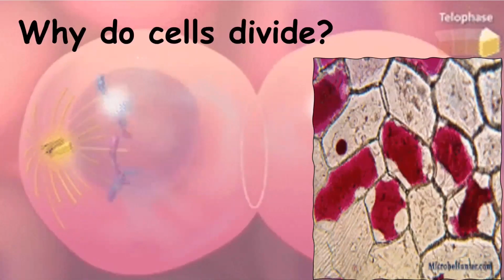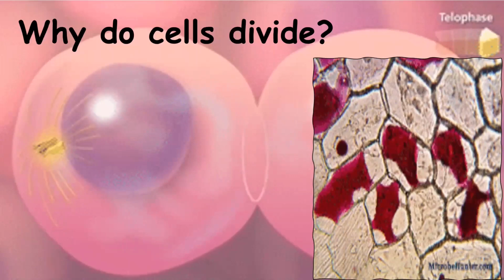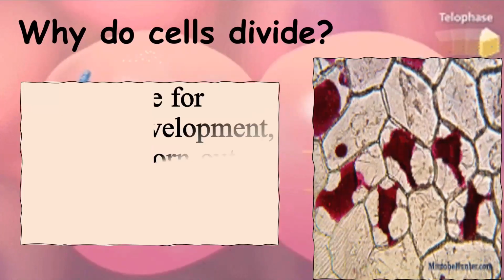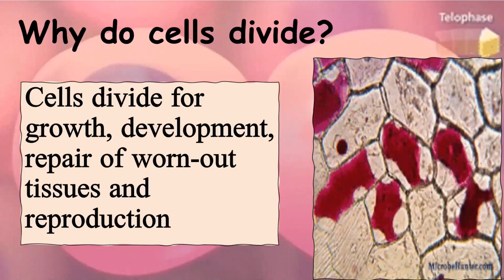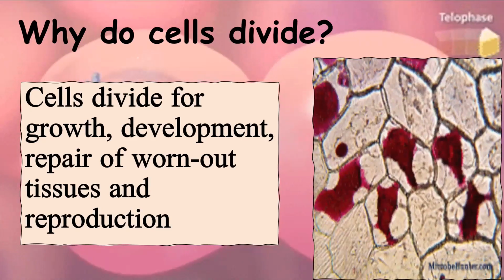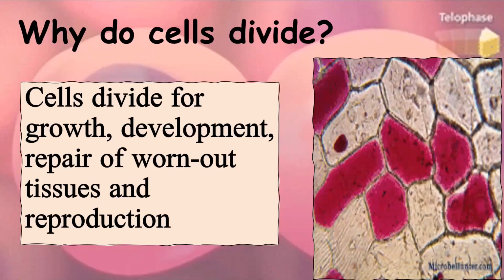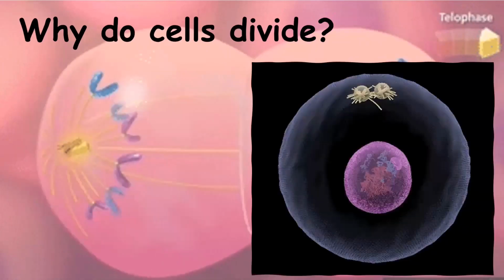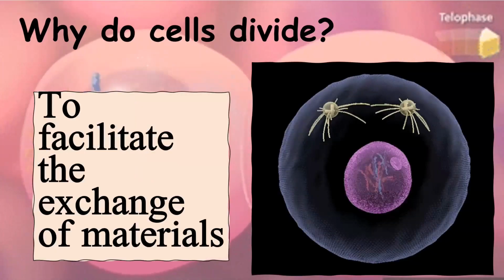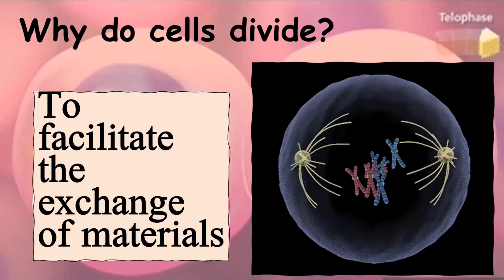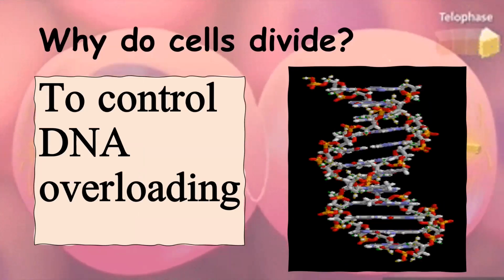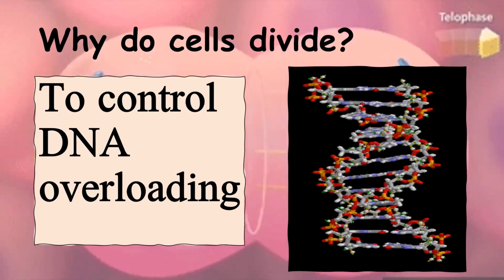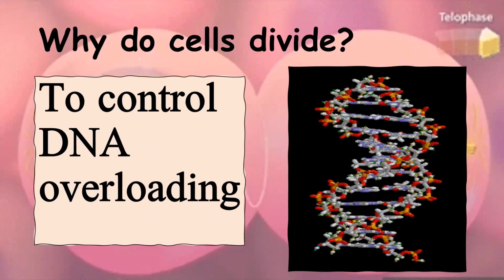So for the question, why do cells divide? Well, cells divide for growth, for development, repair of worn-out tissues, and reproduction. Another is to facilitate the exchange of materials, and of course, to control DNA overloading. So those are the answers to why do cells divide.